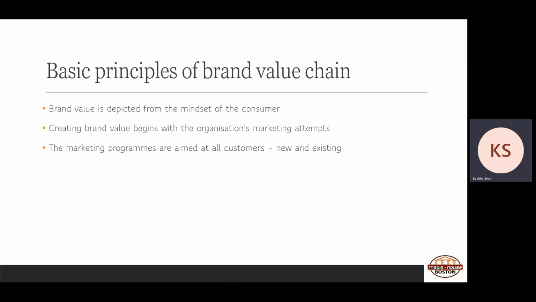The marketing programs are all aimed at all customers, new and existing. So it doesn't matter whether you have existing customers who are using the brand. So remember then what we are doing, we are reinforcing the brand in the customer's eyes. The aim of the marketing campaigns is not only for existing customers, it's to attract new customers in the hope that these customers will be so interested that they will actually try and experience the brand. The next principle is the organization attempts to influence the customer's mindset towards the brand. So remember the three elements when we unpack them: what public relations is, what marketing is, and advertising. Advertising is where the persuasion happens in terms of the customer.